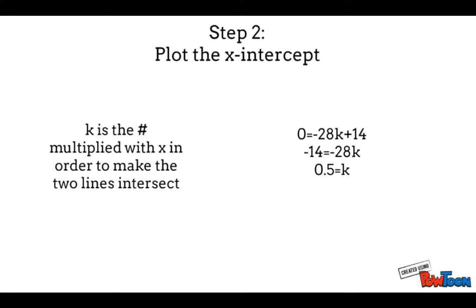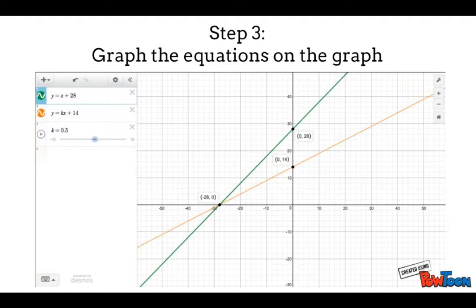Step number 2 is to plot the x-intercept. K is the number multiplied with x in order to make the two lines intersect. So I substituted x with negative 28 and y with 0 to get 0.5 equals k. Step 3 is to graph the equations, and you can see that the two lines intersect at negative 28, 0, and that is in quadrant 3.